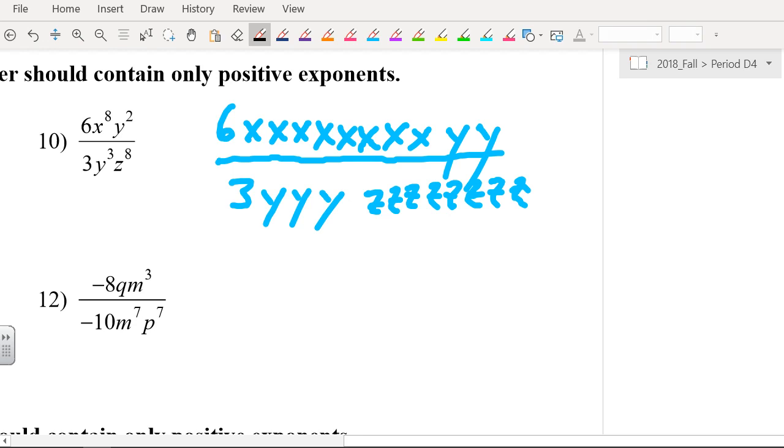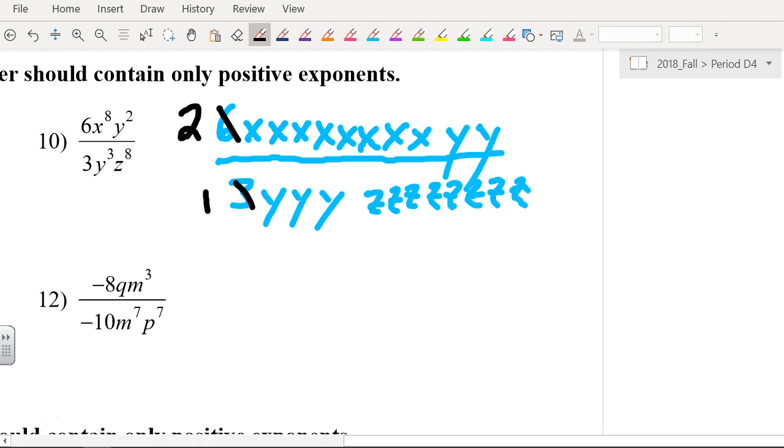We would reduce the fraction. So we can divide both of those by 3, so 6/3 reduces to 2 over 1, right? So we're going to divide those both by 3. We get 2 over 1.